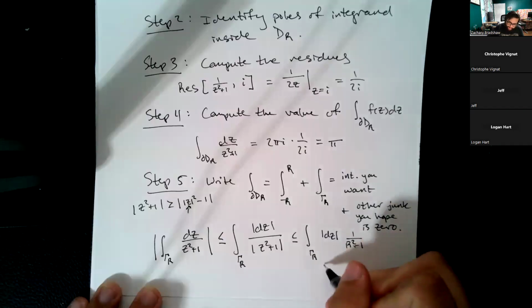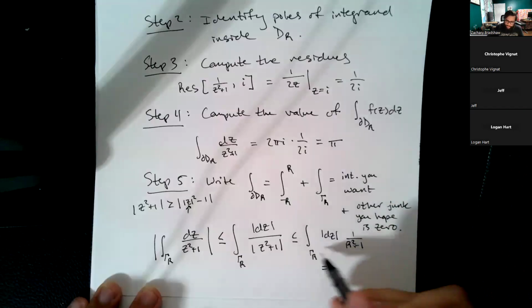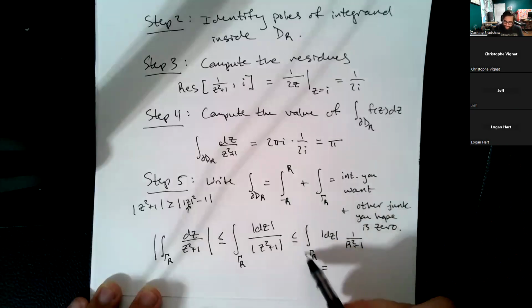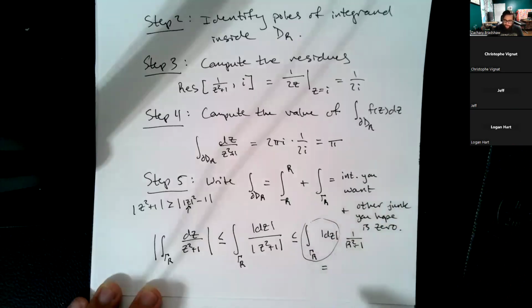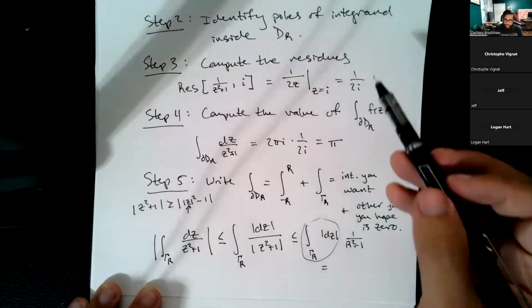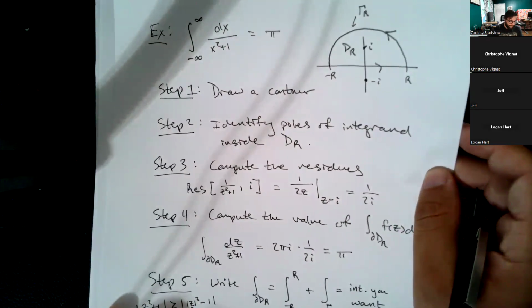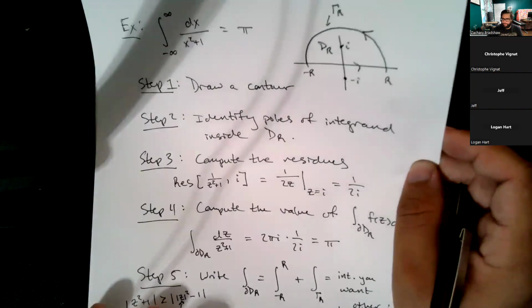Okay, and then this is now, so the r is independent of the integration variable. And so all we're getting here with this integral is the arc length, right? And the arc length of that semicircle is just going to be pi.